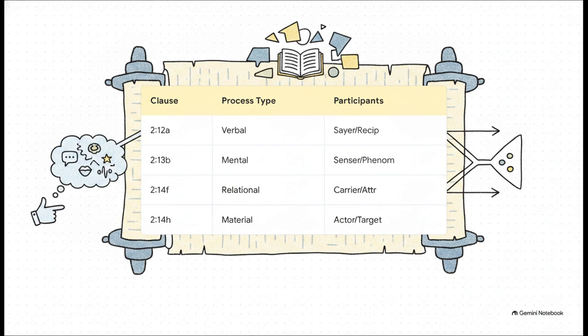For instance, look at clause 2:12a. Grapho is a verbal process with the author as the sayer. But then you move down to 2:13b, and egnokate transitions into a mental cognitive process. Here, the addressees are the sensers, and the phenomenon they are processing is ton ap' arches. This strictly objective mapping shows us exactly how the text makes meaning at the clause level.